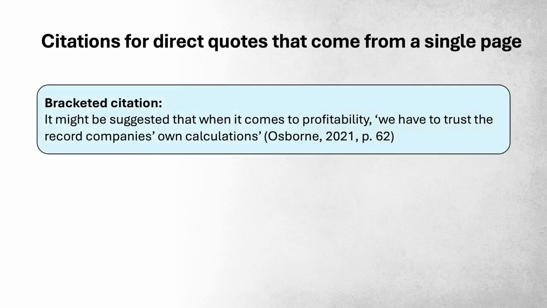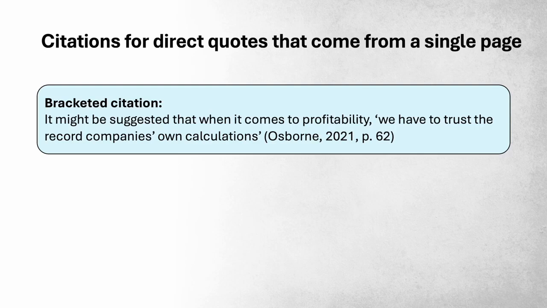Here is an example of a bracketed citation. Direct quote is placed in single quote marks. 'We have to trust the record company's own calculations.' The bracketed citation sits at the end. Brackets, Osborne, comma, 2021, comma, p. full stop, space, 62, close brackets.